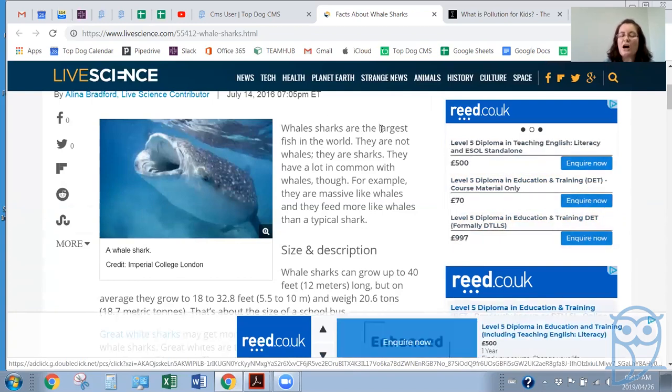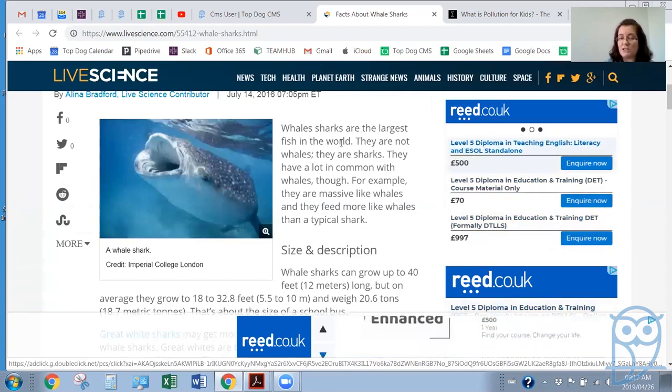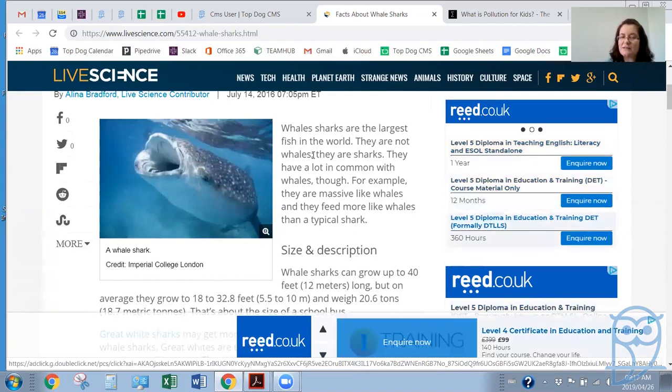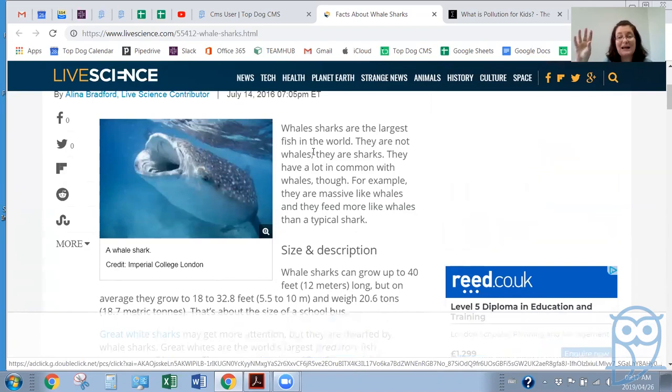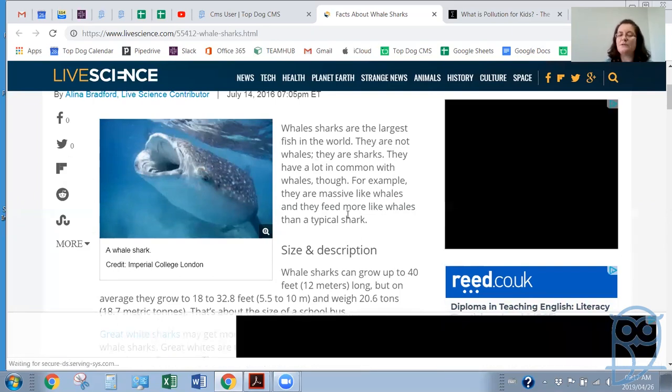Whale sharks are the largest fish in the world. They are not whales, semicolon, because you're separating two related ideas. They are sharks. Okay, they are not whales, they are sharks. They have a lot in common with whales, though. For example, they are massive like whales, and they feed more like whales than a typical shark.